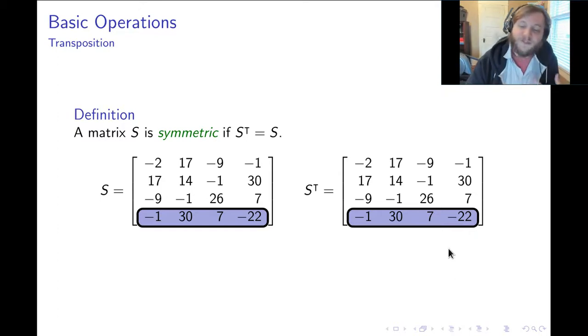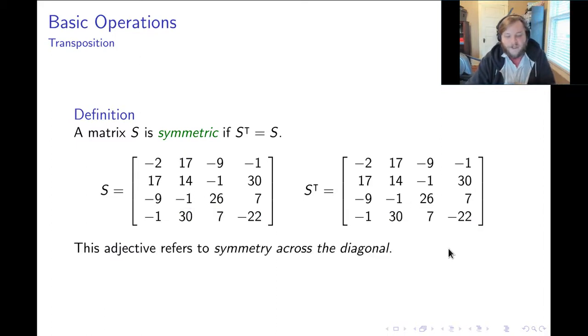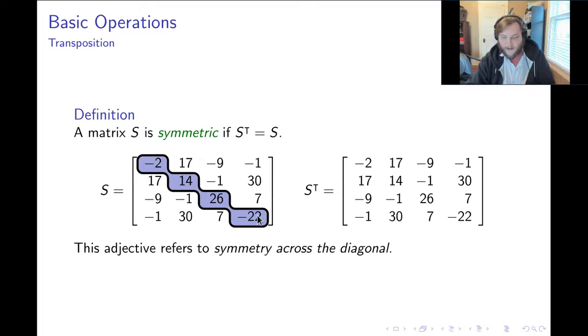Now, where does the term symmetric come from? The adjective symmetric refers to symmetry across the diagonal. So in order for this criterion to be met, what needs to happen is, well, we don't care what numbers we put on the diagonal, but once we establish the diagonal, we need all of the other entries to occur in pairs. So the diagonal of S here is everything in the 1,1, 2,2, 3,3, and 4,4 positions. Well, if you look at this -9, this -9 occurs in the 1,3 position, and it's paired with this -9 that's in the 3,1 position.